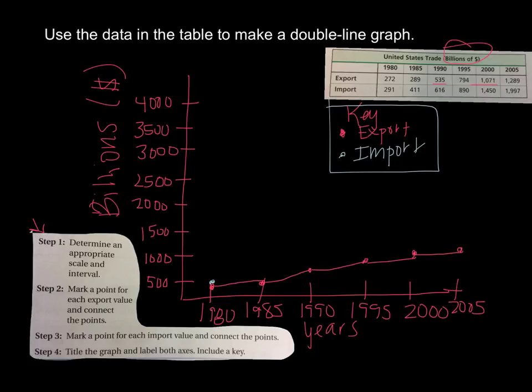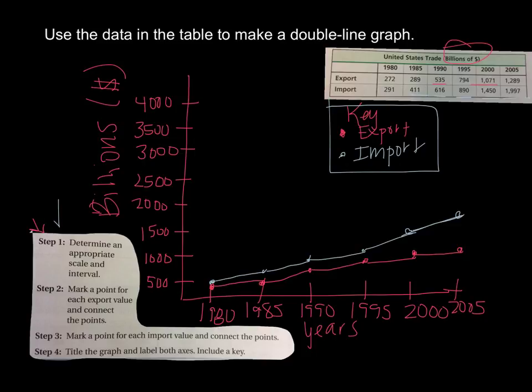Okay, and then if we look at our imports, now I'll switch to my other color. 1985 imports was 411. 616. 890. 1,400. And almost 2,000. Okay, so this is just our double line graph. We're comparing imports and exports, the amount of money they made.